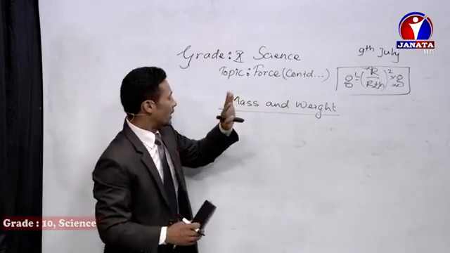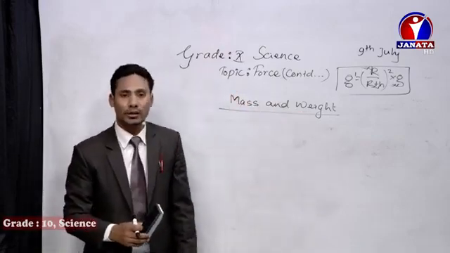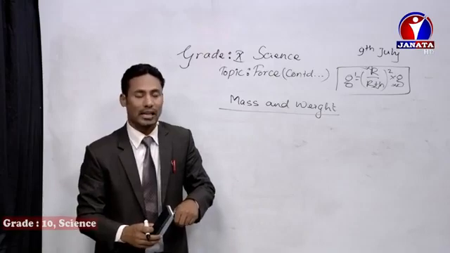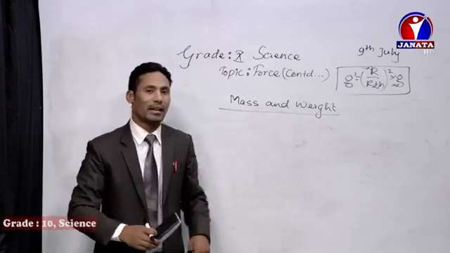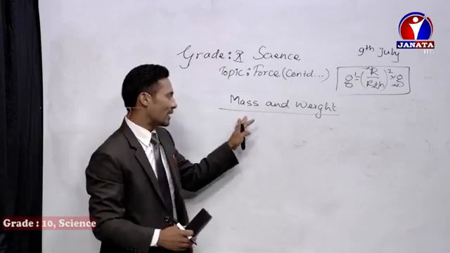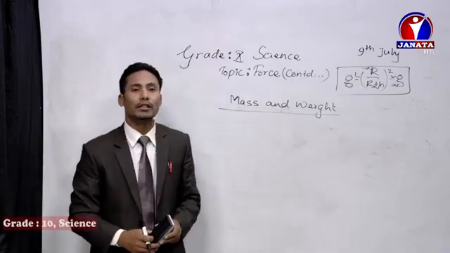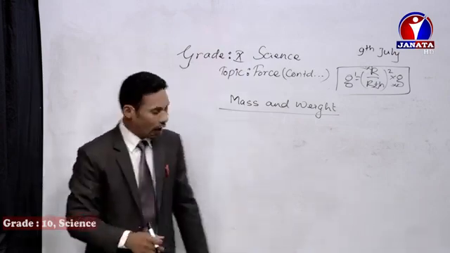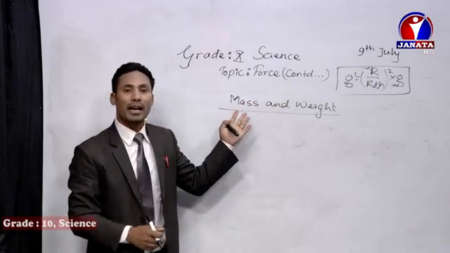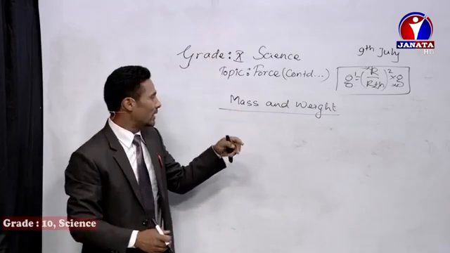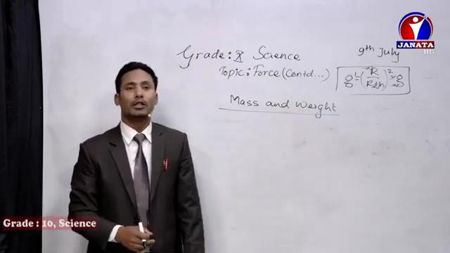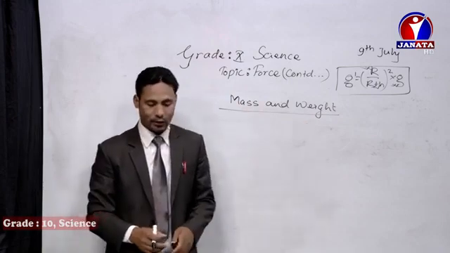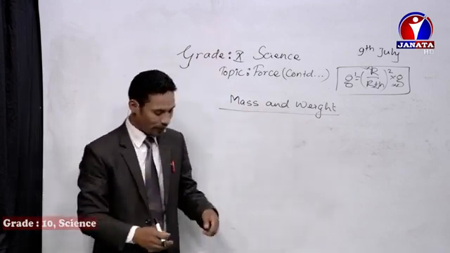Okay. So weight is measured in Newton, right? And mass is measured in kg. The SI unit of mass is kg, and other units like gram can also be used for measuring mass, and weight is measured in Newton. Newton is the SI unit for weight. Similarly, we can measure mass with the help of a beam balance, and weight can be measured by using a spring balance.